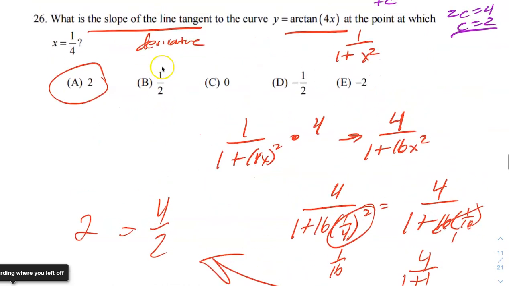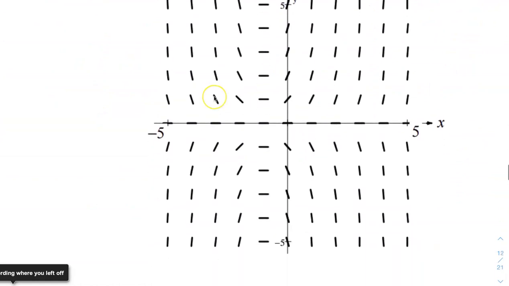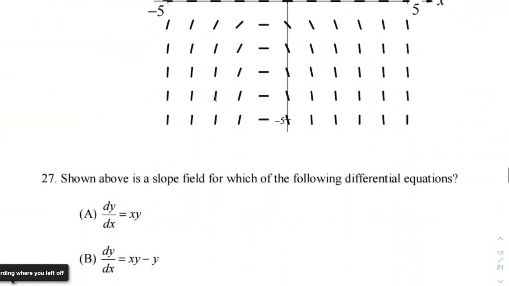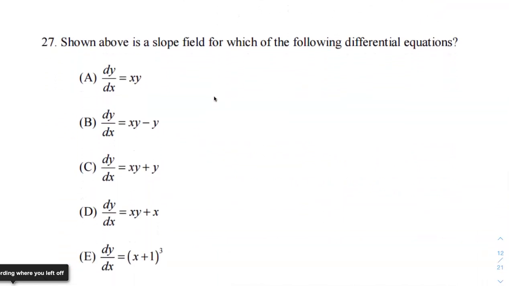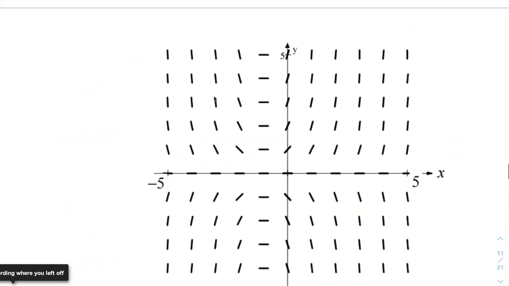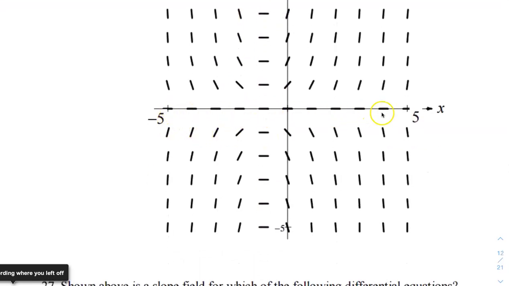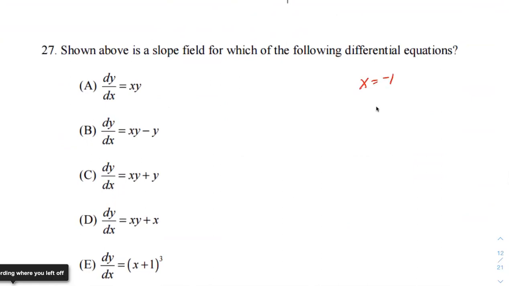Not bad if you understand that the slope of a tangent line is a derivative. Now, look at a slope field question. Shown above is a slope field for which of the following differential equations. Okay, so remember for these, I always look for the zeros. That's my key here. So where is there a 0? It looks like when x equals negative 1, this whole line here is 0. So when I plug in x equals negative 1, I should get a 0. It also looks like, you can clearly see right here, when y equals 0, it should also be 0. So I have two ways to go about this. When x equals negative 1, I should get a 0. And when y equals 0, I should get a 0.